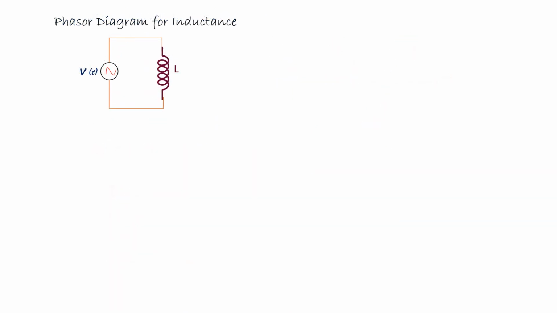We will now look into the phasor diagram for an inductance. In the figure, you are seeing an inductance connected to a voltage source of V. The equation for the voltage is Vm sin (omega t plus or minus 0). A current I will flow in the loop of the circuit. The equation for the current in the case of inductance is Im sin (omega t minus 90 degrees).